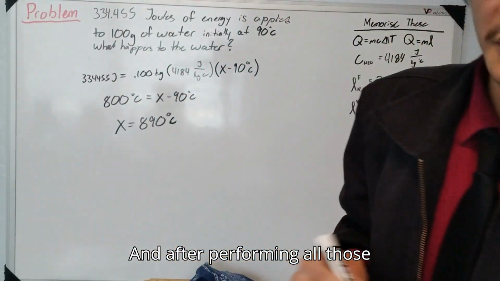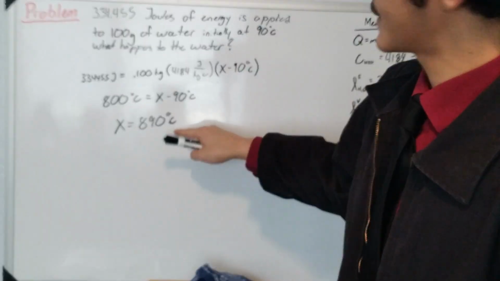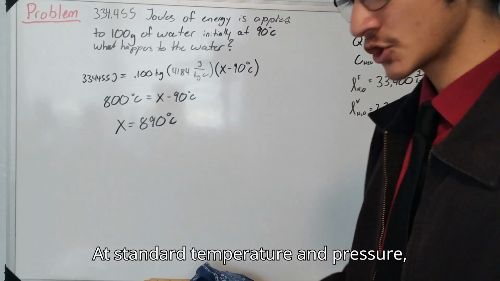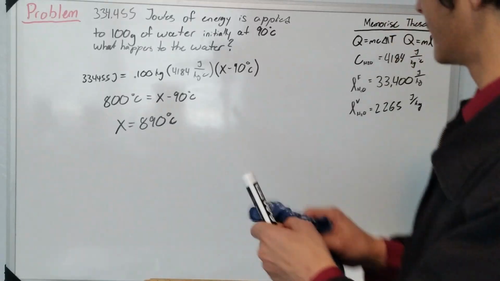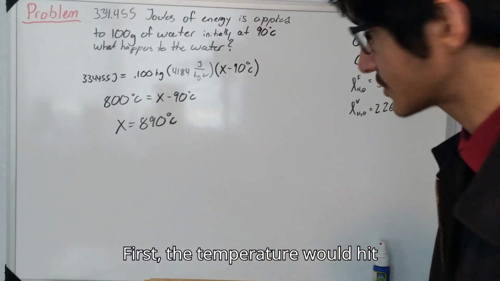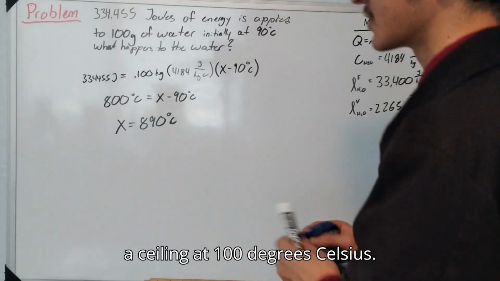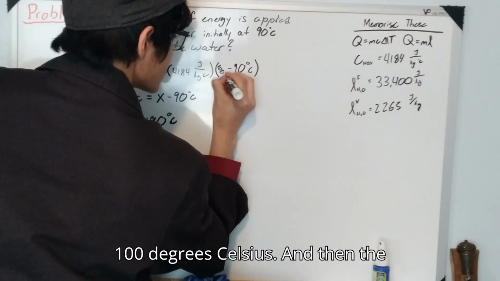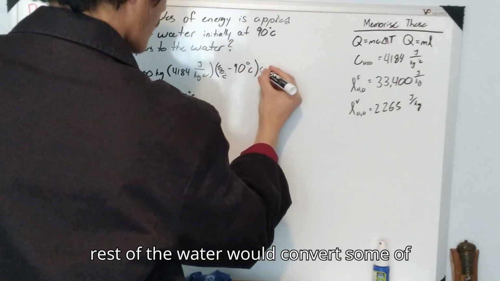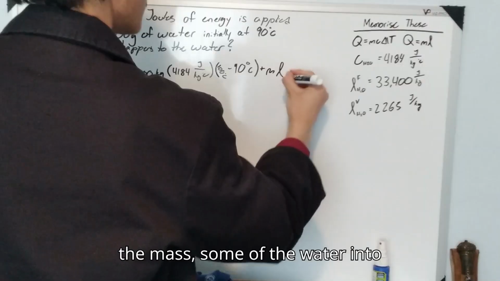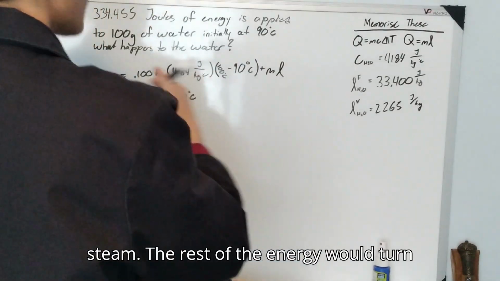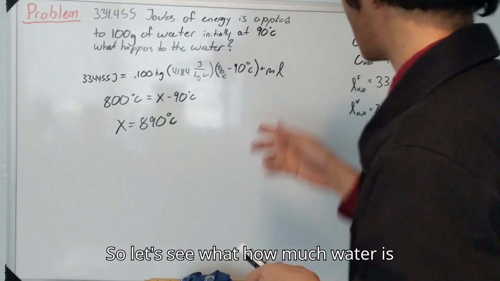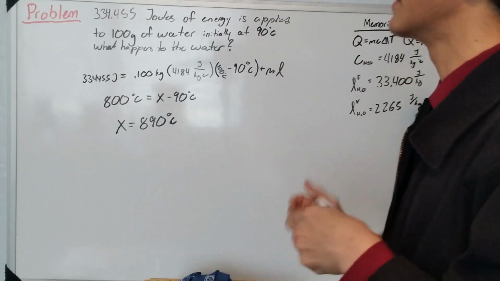And after performing all those calculations, we are left with superheated water. At standard temperature and pressure, this wouldn't be the case. First, the temperature would hit a ceiling at 100 degrees Celsius. So instead of X, we put 100 degrees Celsius. And then the rest of the energy would turn some of the water into steam. So let's see how much water is turned into steam.